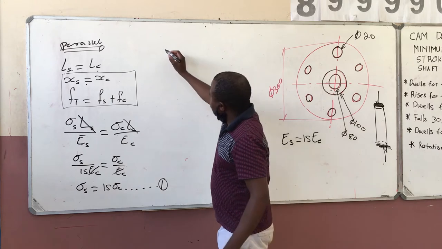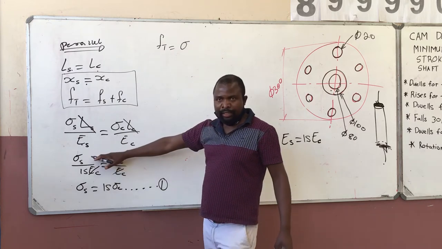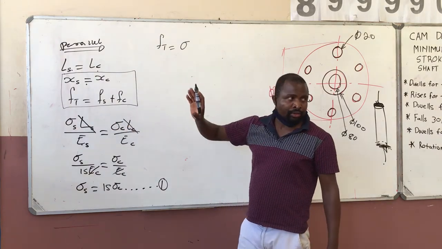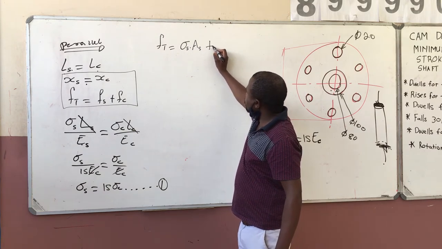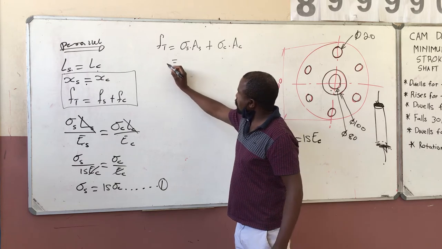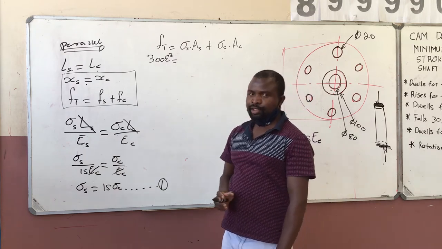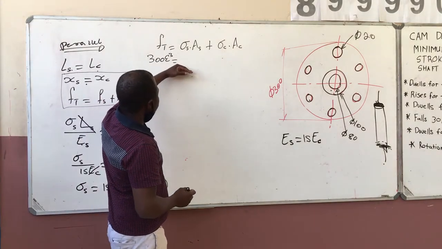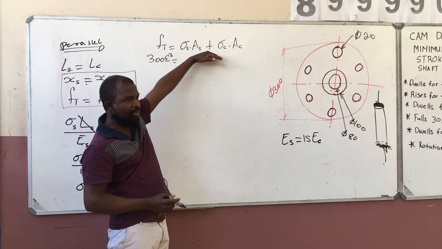So for force, when I substitute there, total force is equal to stress. Again, here I was using stress, so even here I will write in terms of stress. If I was using force here, I would use force there. Stress steel times area steel plus stress concrete times area concrete, which is 300 times 10 to the power 3. Remember our equation one is in terms of stresses, so we must leave this one in terms of stresses too.